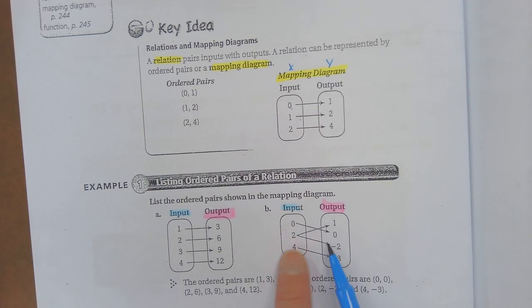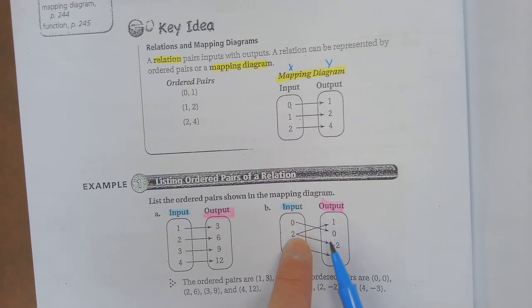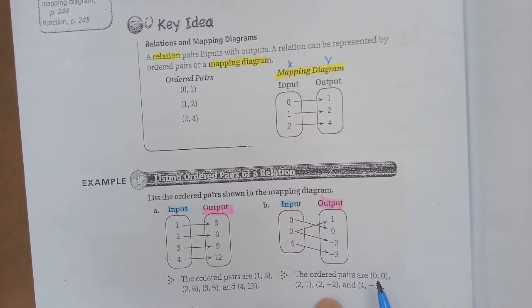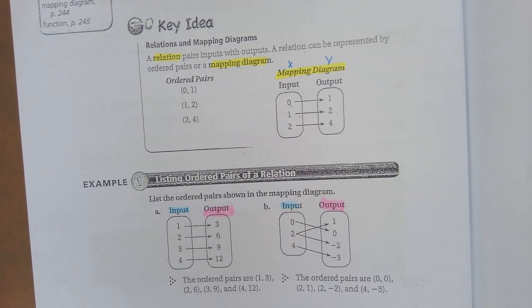For this one, it's a little different because you don't have the arrows going directly across. So you have (0, 0), (2, 1), (2, -2), and (4, -3). So those are the ordered pairs that you get. You have to follow the arrows.